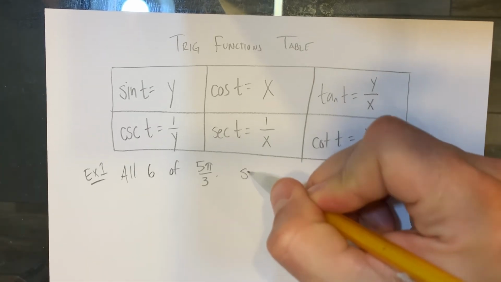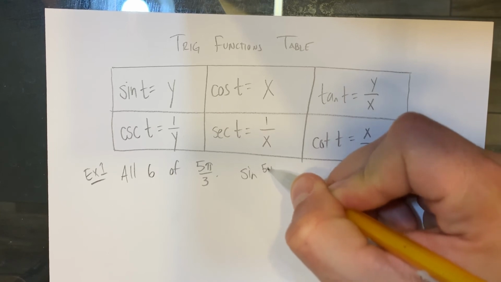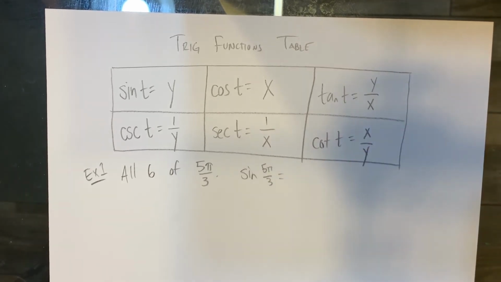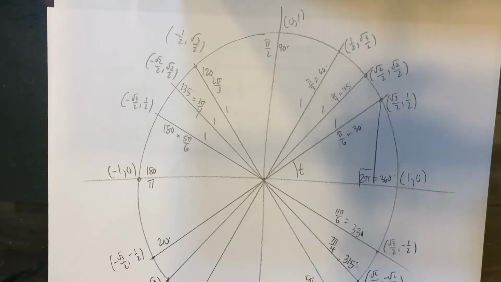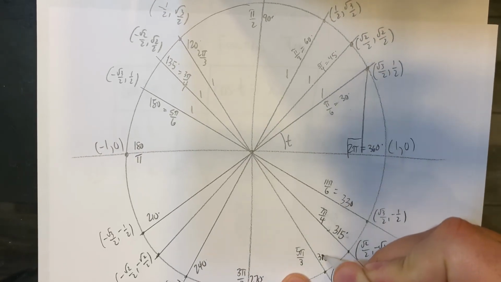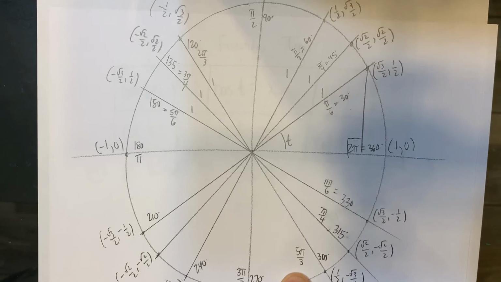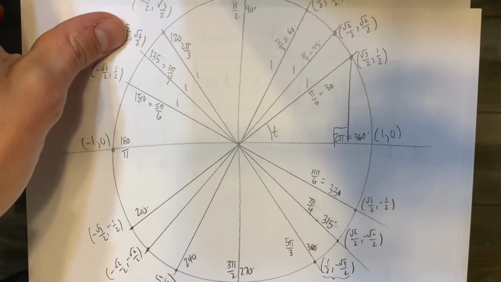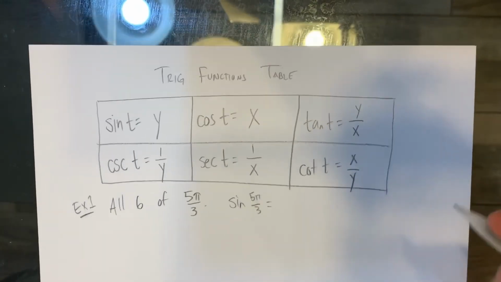So let's start off with sine. Sine of 5 pi over 3. Well, let's get out our unit circle. So 5 pi over 3, we need to find this on the unit circle, which I found right here is at 300 degrees. I'm going to write this coordinate down: 1/2, comma, negative root 3 over 2. I'm going to put that here at the top of the page.